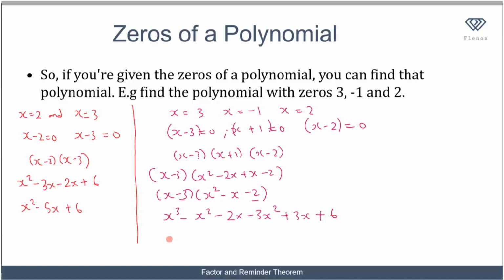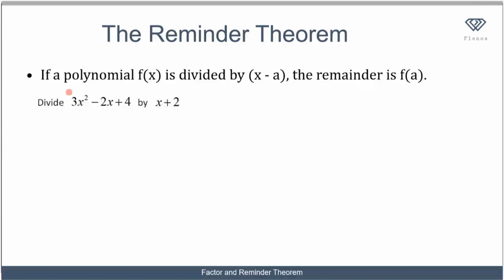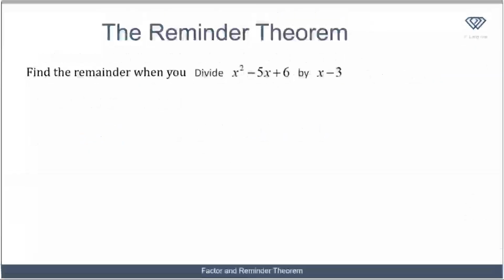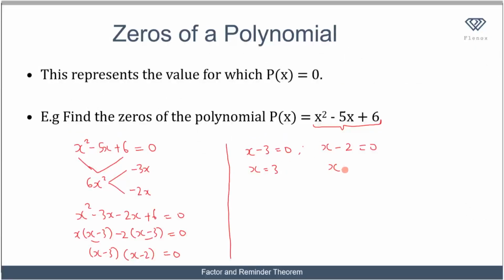So what I do now is that I split each of those factors. So I have x minus 3 equals 0 and x minus 2 equals 0. So you solve. In this case, x is equal to 3, and in this case, x is equal to 2. So the zeros or the roots of this polynomial are 3 and 2. So that is how we go about finding the zeros.